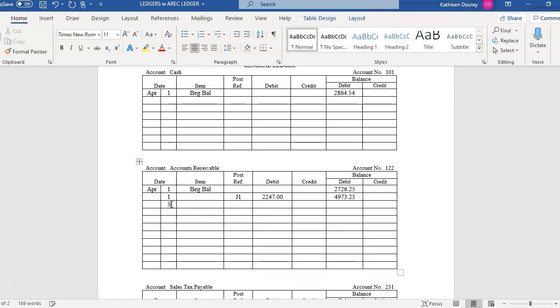Okay, here's the 3rd. Copy the date. I don't need to copy the month because the month's already there. And I copy the amount, which is 1070. Debit. Now I have my new running total balance. So I have a previous balance that's a debit, and I now have a debit. Debit and debit is add. So I'm going to add 1,070 to the 4973, and so that is 6043 and 25 cents.